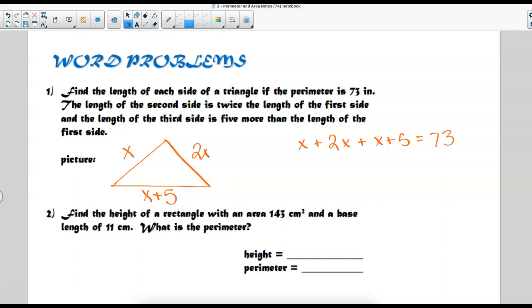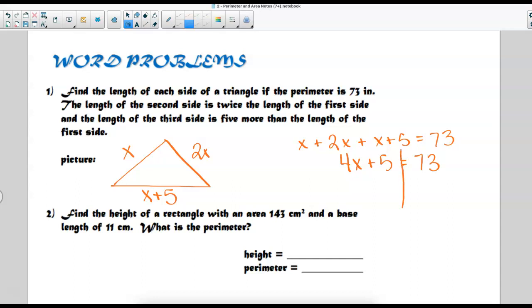Right, we added all the sides. We have x plus 2x plus x plus 5. What's x plus 2x plus x? Can we put those together? What would that be? 4x. 4x plus 5 equals 73. You agree with that? Yeah.